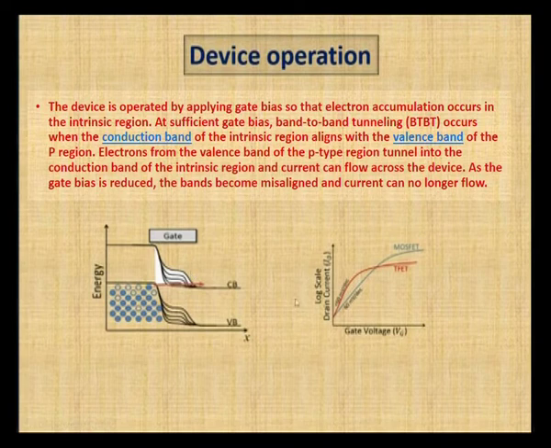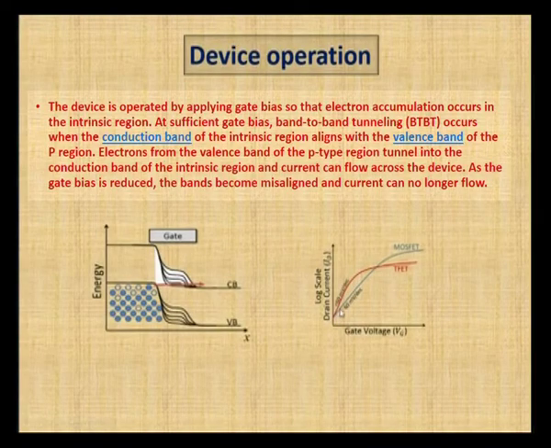Due to this we can achieve current flow, that is, drain current, even for a lesser voltage. For a common MOSFET or FET, we get a drain current for 60 millivolt per decade, but for a TFET we get less than 60 millivolt per decade. This is the advantage of TFET over a common FET or MOSFET.